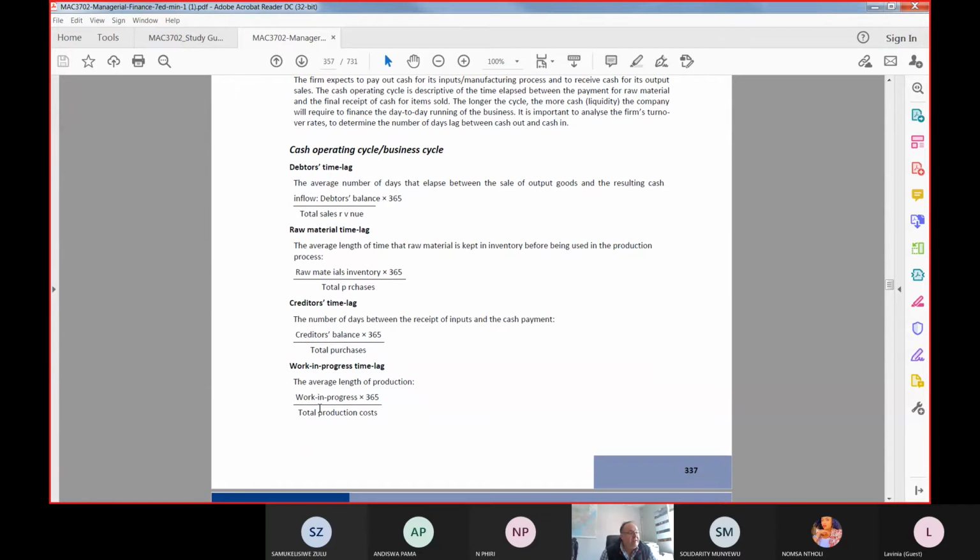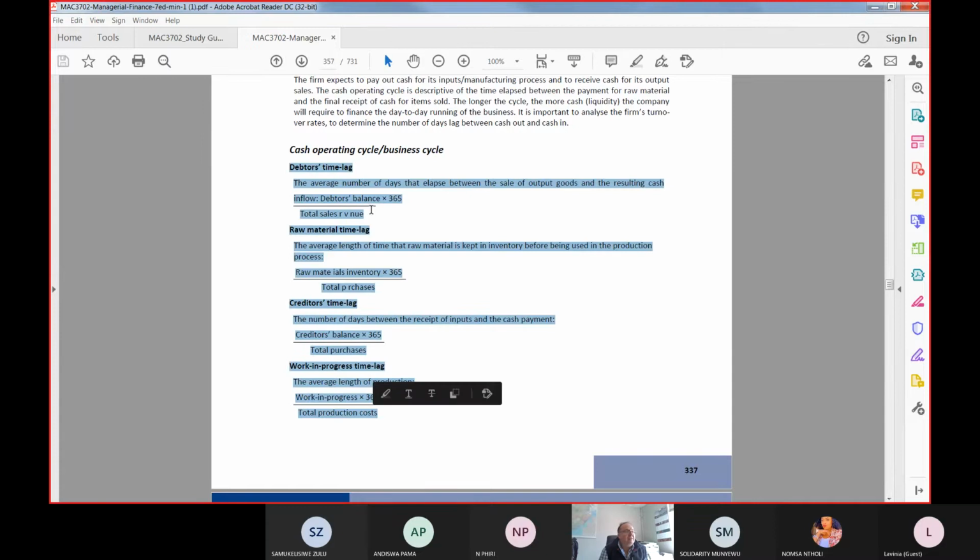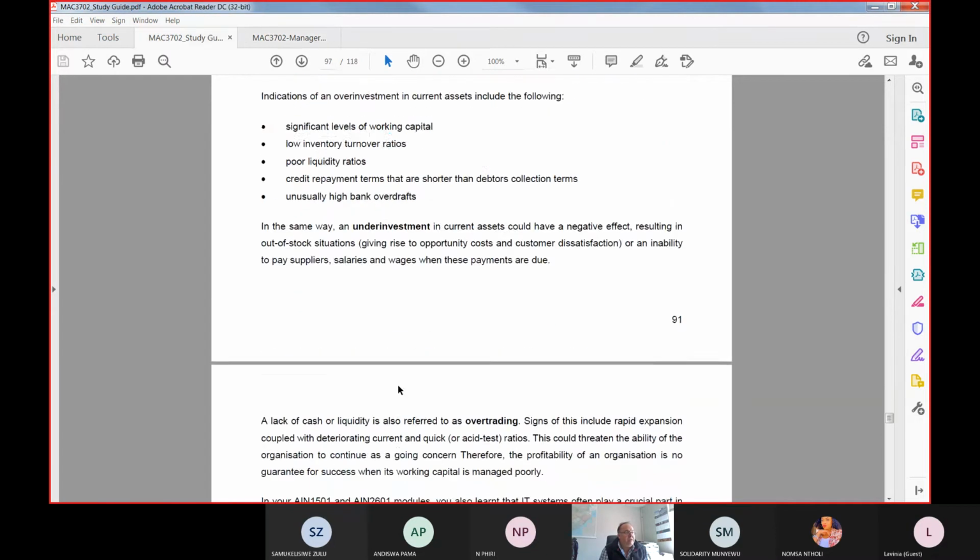Okay, next one is work in progress time lag. That is basically the movement of your production. The quicker you produce, the less overhead you have, the more you sell. So that's also important. You don't want to spend a lot of days, and you also don't want to be a mass production entity producing products at a low quality. You must maintain the same quality, but be more efficient. So as you can see, if we can minimize all of these operating cycles, it will improve the cycle we spoke about here.